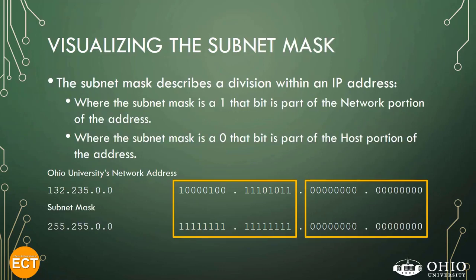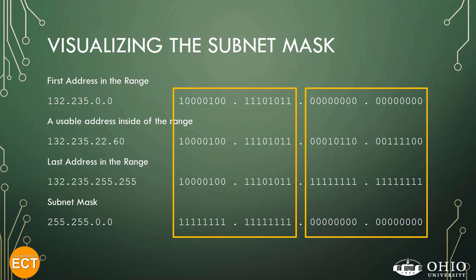The subnet mask defines a separation within the IP address. Where the subnet mask is ones in the binary form, the corresponding bits in the IP address are part of the network portion of the address. Where the subnet mask is zeros, the corresponding bits in the IP address are part of the host portion of the address. As you can see in this example, the network portion of the IP address is defined by the subnet mask.